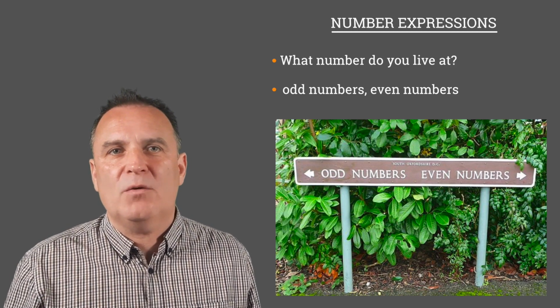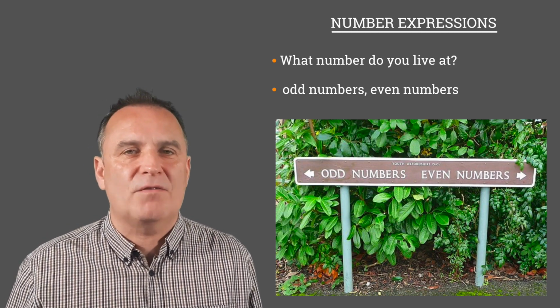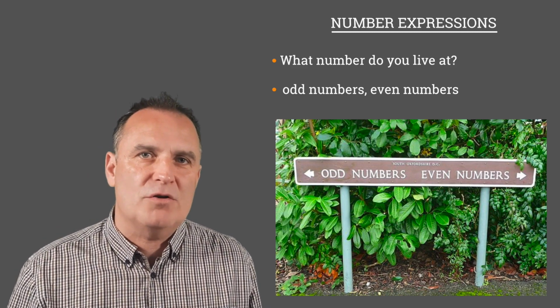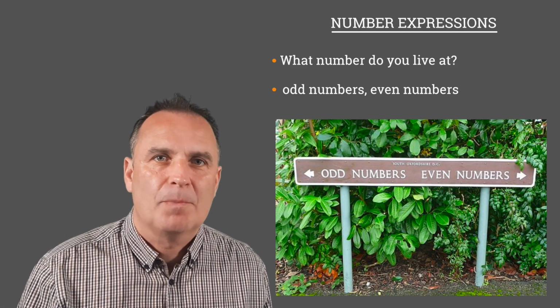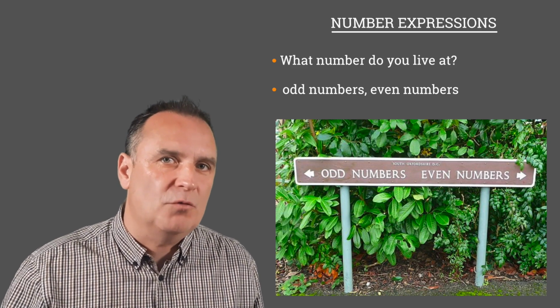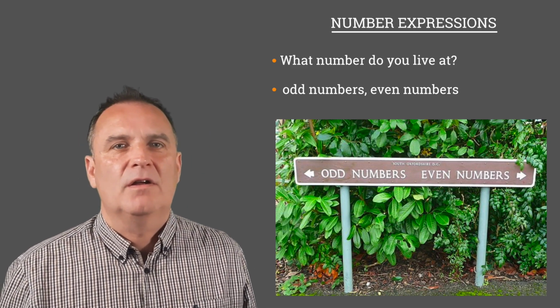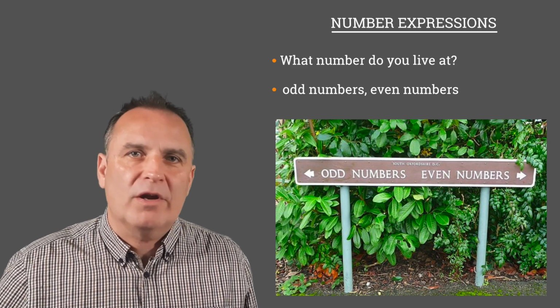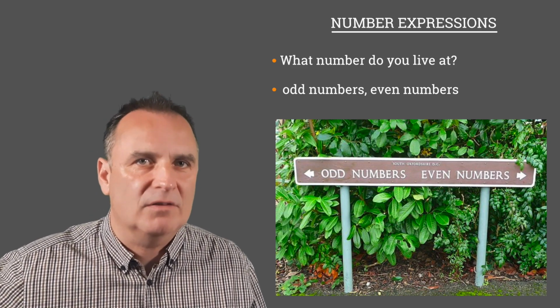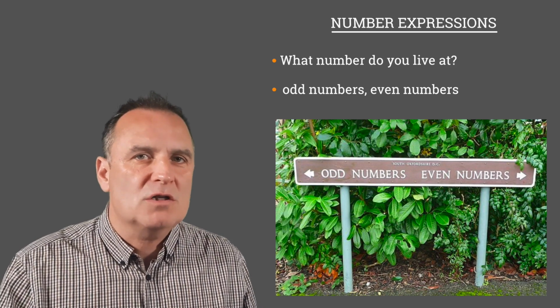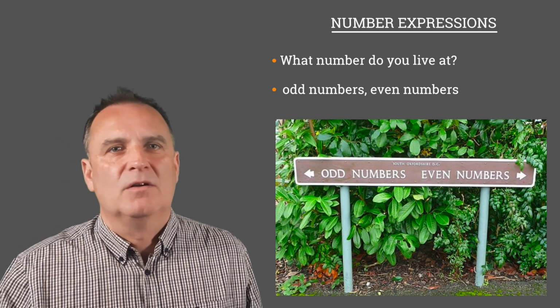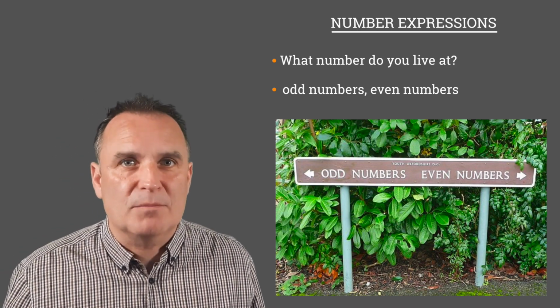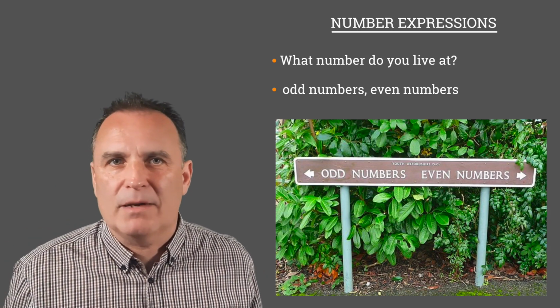But the key thing with house numbers is that very often on one side of the road, you have even numbers. So 2, 4, 6, 8, for example. And the other side of the road, you have odd numbers. 1, 3, 5, 7, 9, 11, for example. So odd and even numbers we often associate with house numbers, but of course they're useful in many, many other areas.